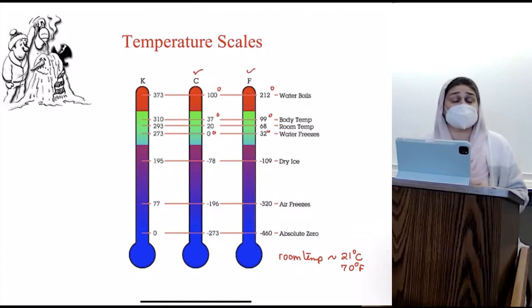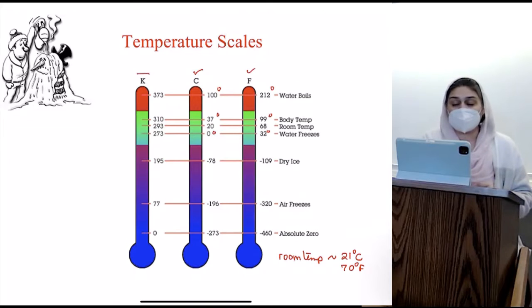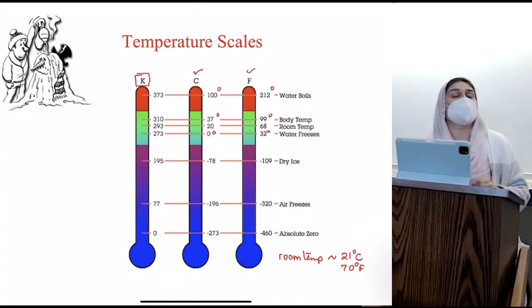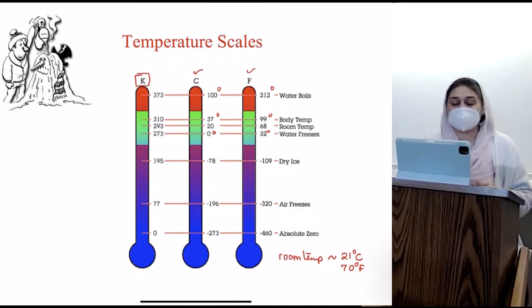Whenever scientists talk, they either talk in a scale that's called a Kelvin scale, or they will talk in Celsius. Kelvin is a very particular scale in which you add 273 degrees to whatever temperature you have in Celsius. That takes you to the Kelvin scale.